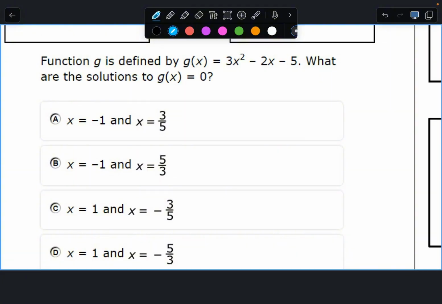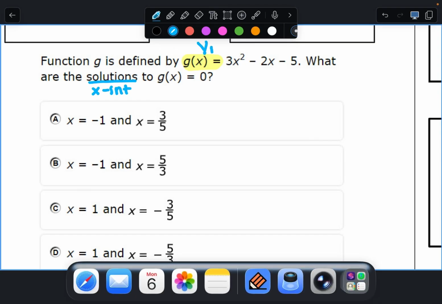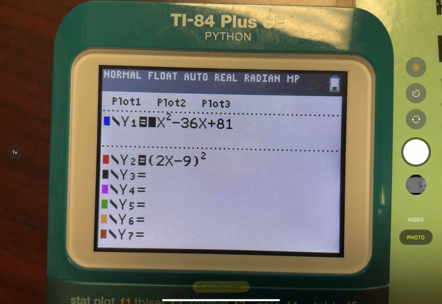Solutions and solution set. Remember, solution set, what does that represent? Answers. Or your x-intercept. So that is saying that all of these answer choices are my x-intercept. If I look at the question part of it, it's already solved for y. So what can I do? Put it into the calculator, put it into y1. So I'm going to put that into y1.